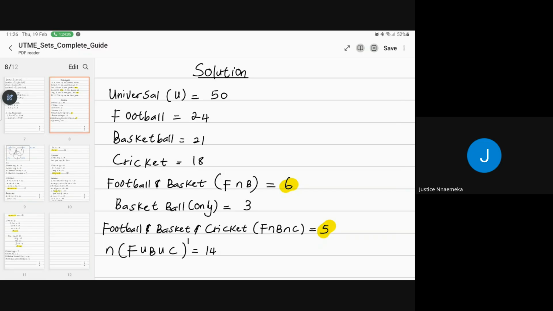You can check your past questions. Let's see other questions. If you have other Venn diagram questions, bring them on so we can solve them. I'll leave it to you. Do you have any other one? We should be able to solve plenty of them.